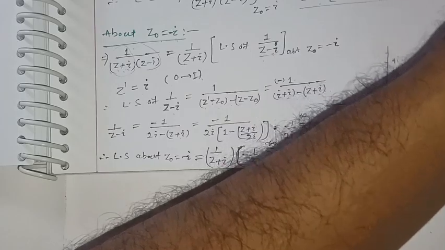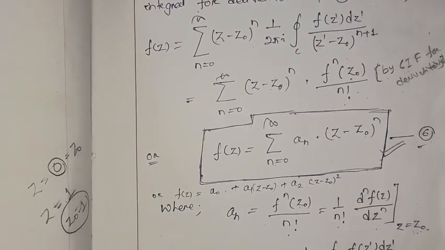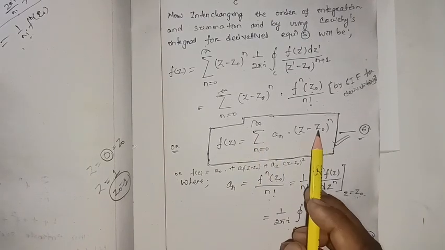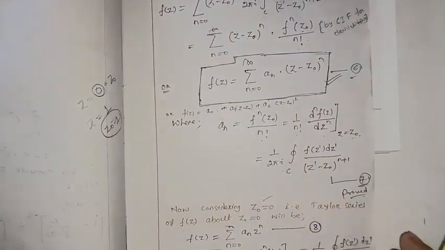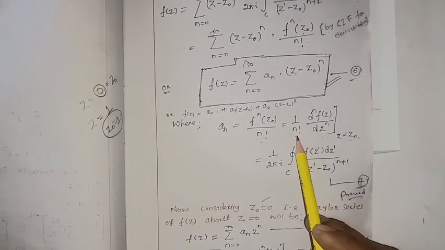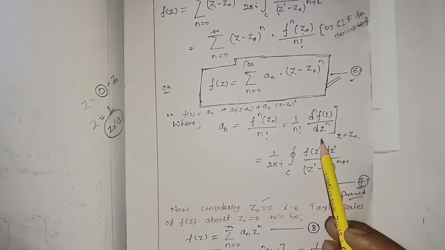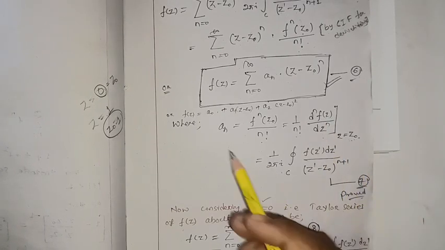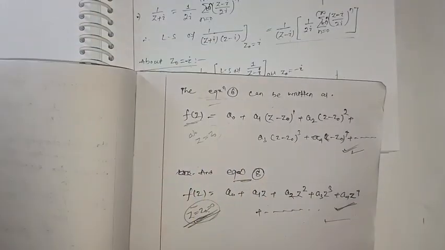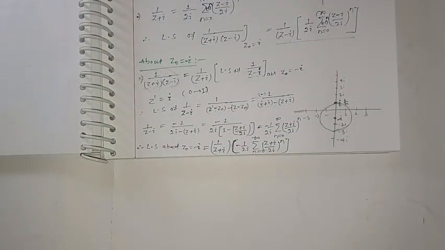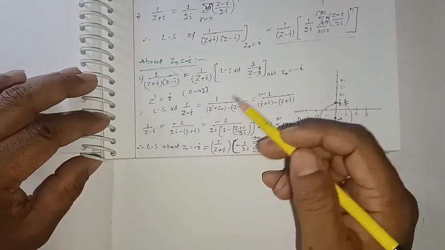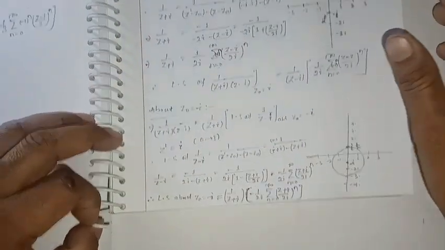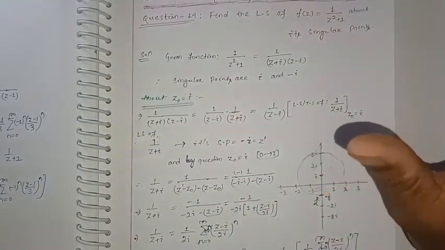I told you that one, by considering the Taylor series method, that is f(z) equals summation over n equal to 0 to infinity a n (z minus z0) to the power n, where a n is this one: 1 by n factorial times the nth derivative of f(z) with respect to z at z equal to z0, and we can get the same series itself. Okay, but I suggest that for this type of question you go through this procedure. So what we found is that we are not going to go through the partial fraction. We did this question directly.